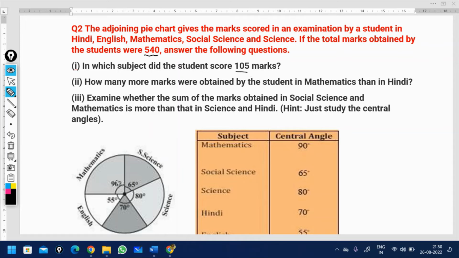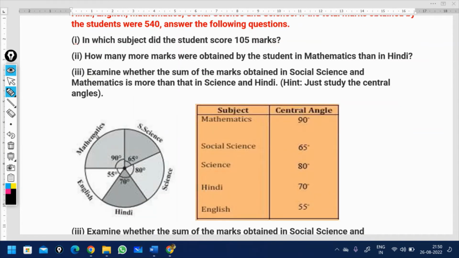So let's look at the information given to us. This is math. You just look at the subject. It says maths, social sciences, science, Hindi, and English. And the central angle is also given to us: 90, 65 degrees, 80 degrees, 70 degrees, and 55 degrees. The central angle is given, and we have to find the marks. For this, what will you do? Because we have an angle, we'll divide it by the total angle of the circle. So for maths, what do we have to calculate? We have to calculate the marks obtained in each subject. So even this can be done. So let's see how we can do this.